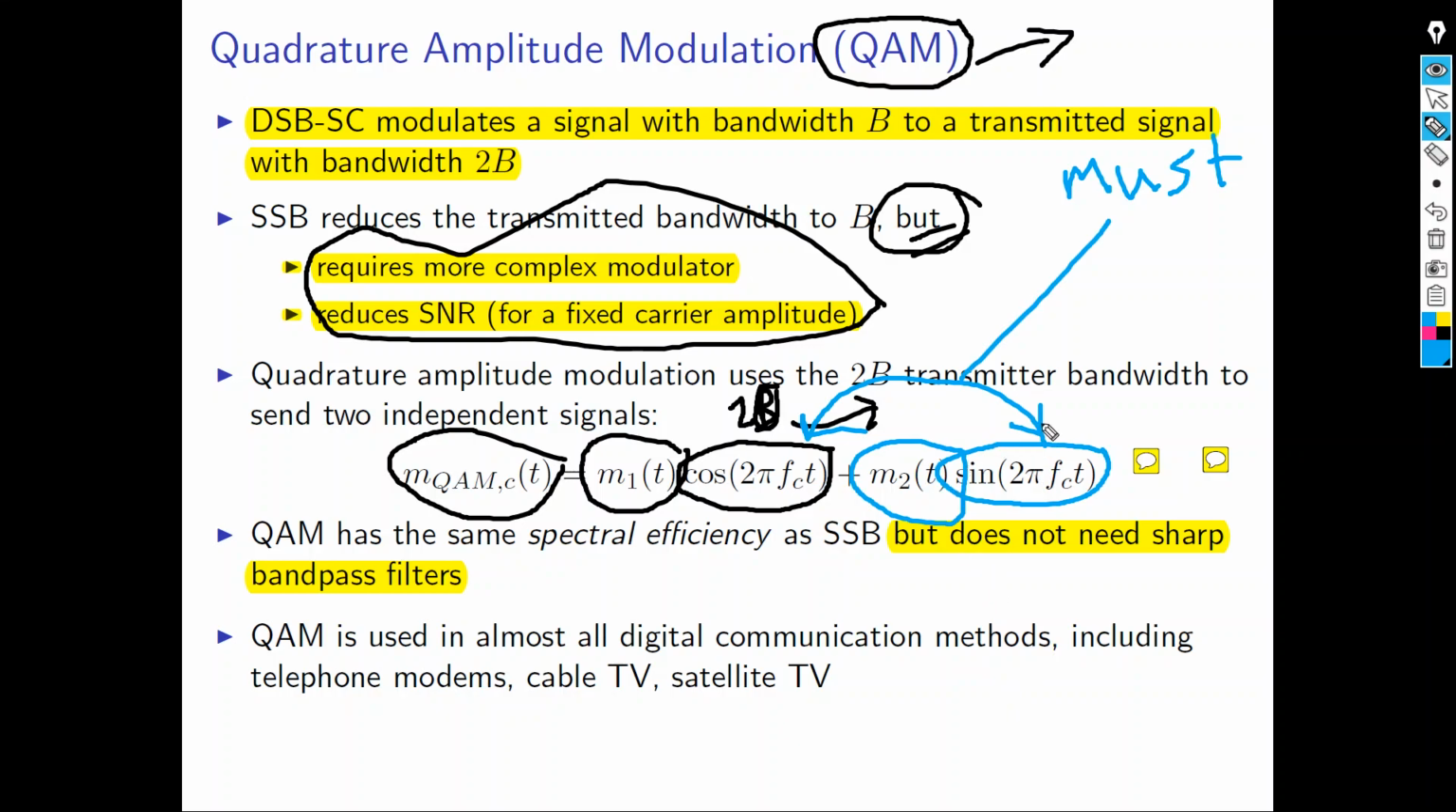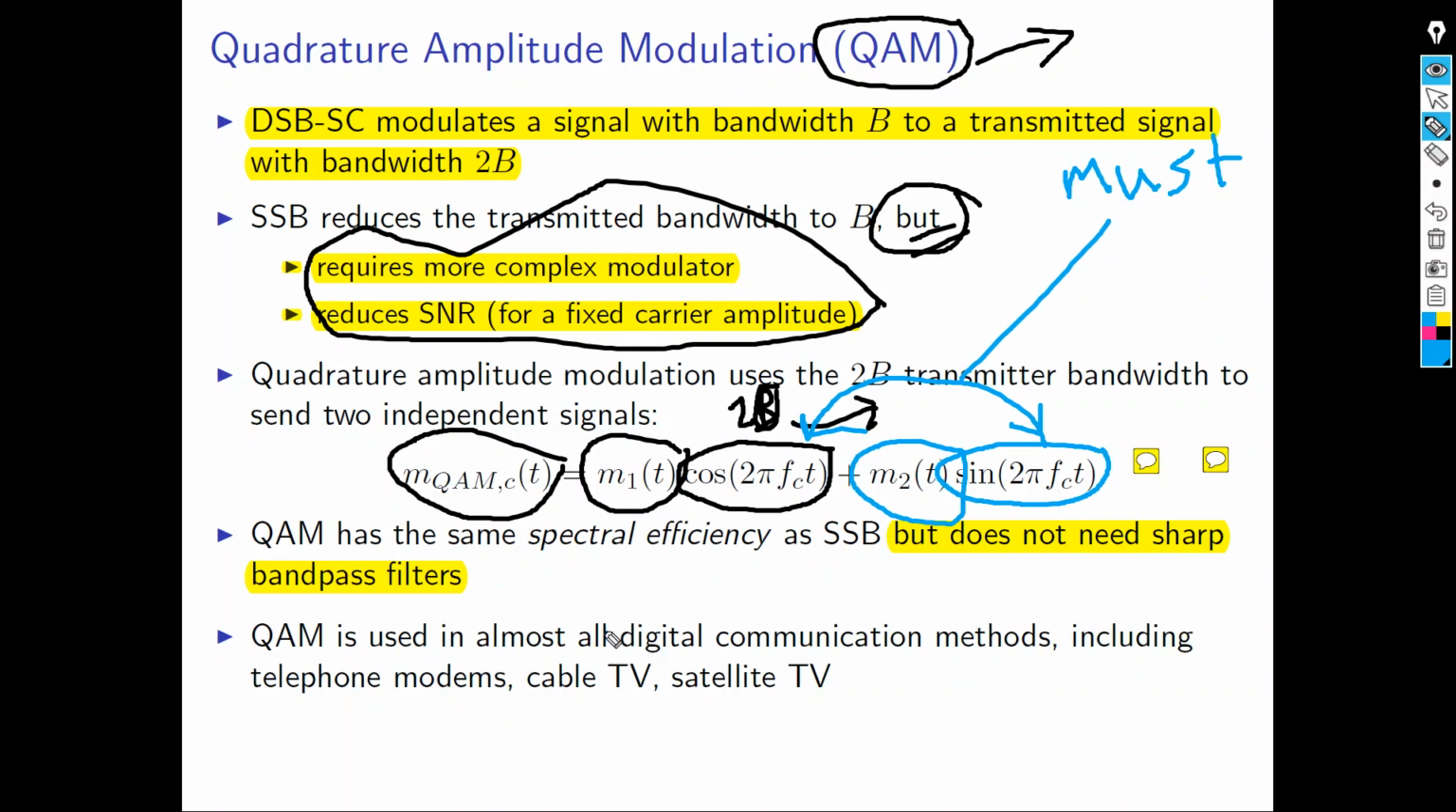Everybody knows from math 1, math 2, calculus that sine and cosine are orthogonal to each other. The dot product of these two signals is equal to 0. You can verify it and check it again. Yes, everybody agrees on that.